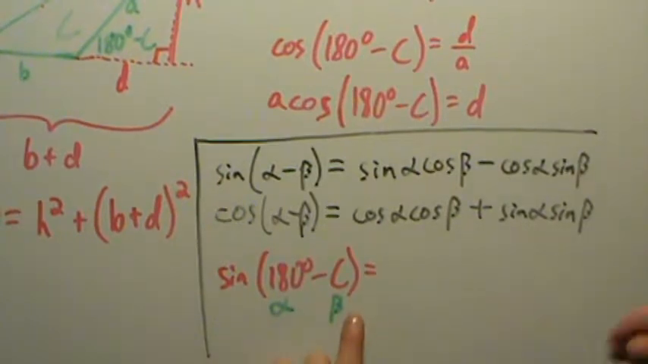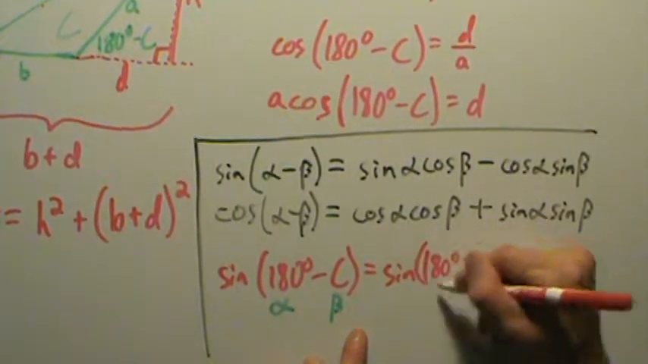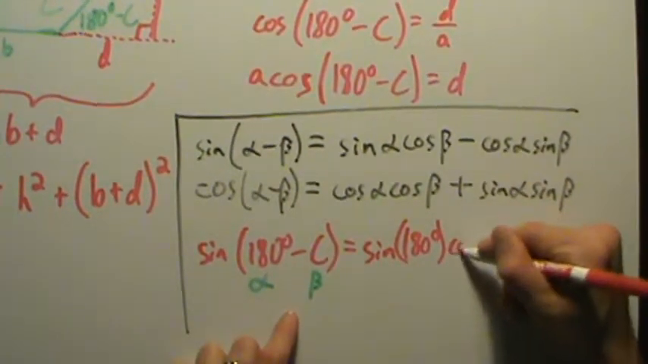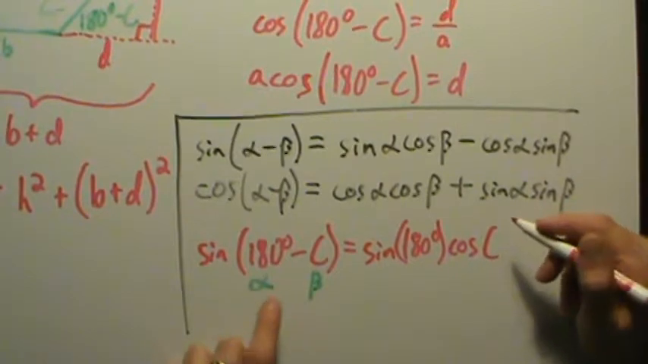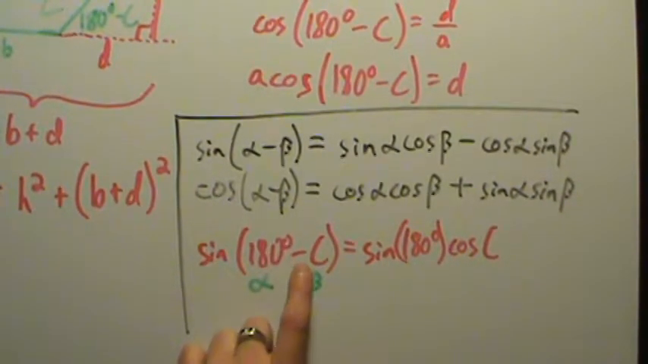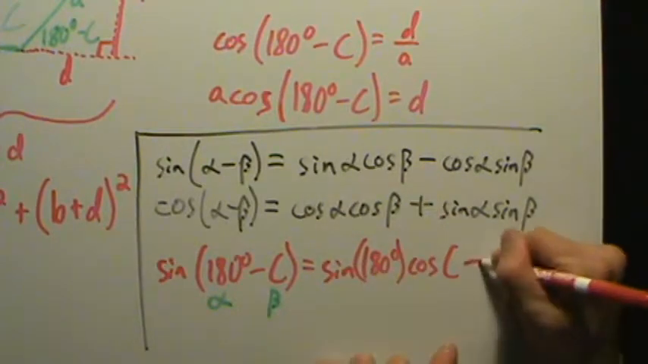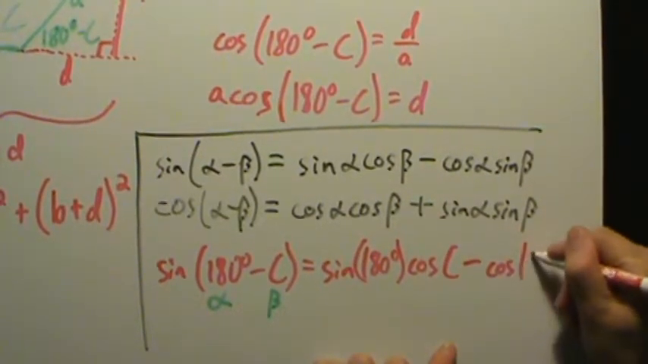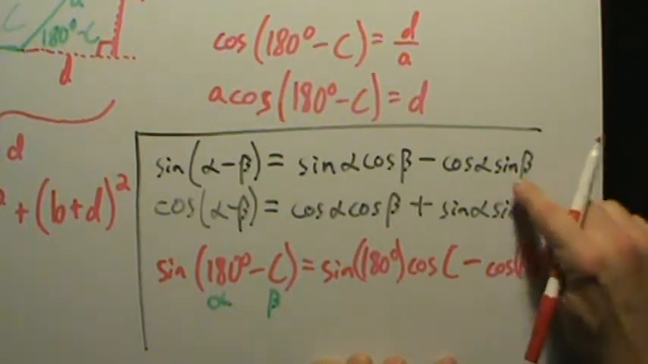So this is going to be sine of alpha, which is sine of 180 degrees, times the cosine of beta, which is cosine of C. Okay, so remember it's alpha minus beta, so beta is just the C, not with the minus. And then we have minus cosine of 180 degrees times the sine of beta.